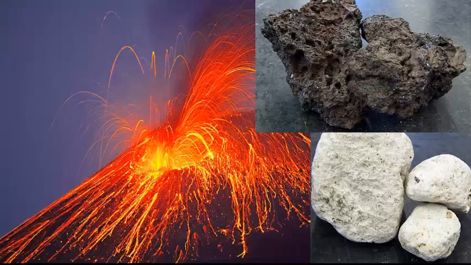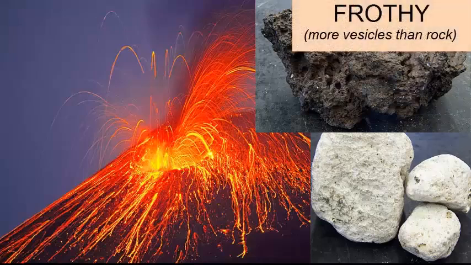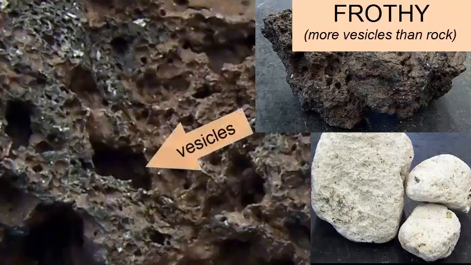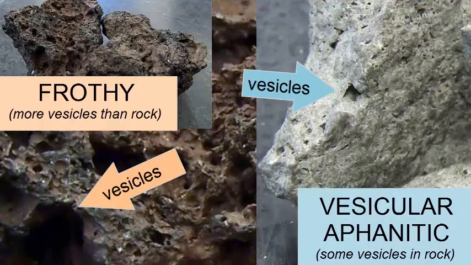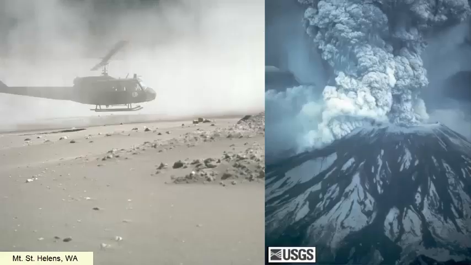Larger blobs of lava thrown through the air with lots of gas within them also cool quickly, while gas is escaping. They form a texture known as frothy, a combination of solid glass riddled with 50% or more vesicles, holes left by escaping gas. Note: often lava flows will also cool around escaping gas. Vesicles will also exist in these aphanitic textures. Only when the amount of vesicles is equal to or larger than the amount of rock do we call the texture frothy.